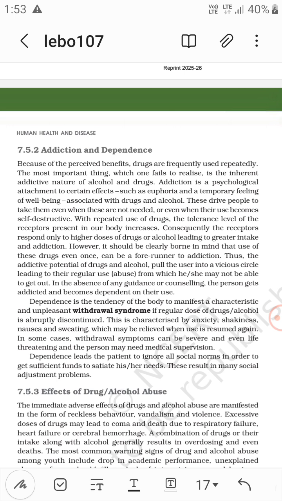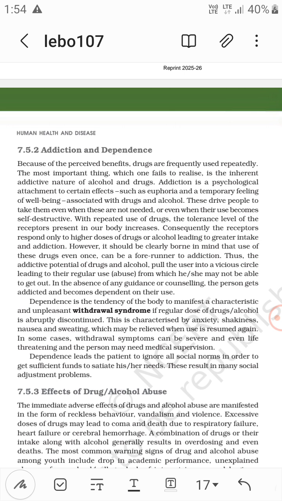With repeated use of drugs, the tolerance level of the receptors present in our body increases. Consequently, the receptors respond only to higher doses of drugs or alcohol, leading to greater intake and addiction. The person gets addicted and becomes dependent on their use.